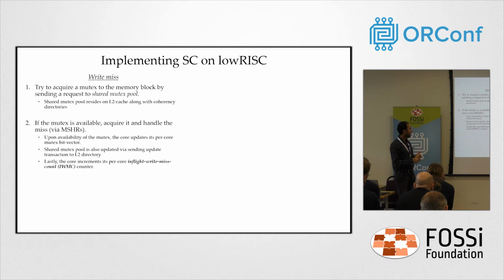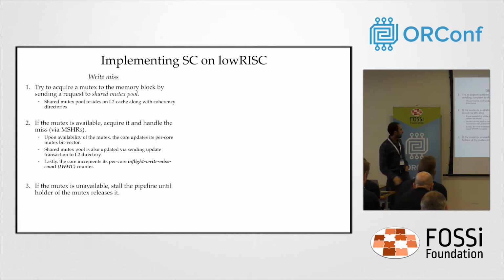The shared mutex pool can reside on the L2 cache or any other shared directory on the processor. The last thing we need to do is increment some sort of write miss counter on every processor, so we know there's an outstanding write miss. This is the only place where we stall: if the mutex is unavailable, then we stall the pipeline until the holder of the mutex releases it.